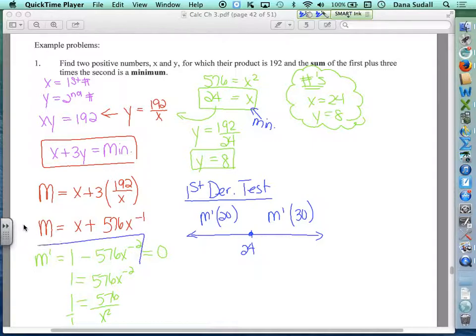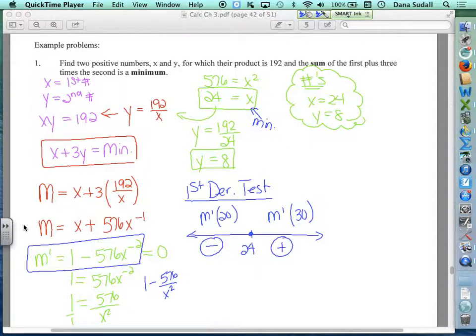I'm going to plug those values back into my first derivative. Here's my first derivative right here. If I plug in 20, you can plug it in using your calculator, you'll get a negative value. If you plug in 30 for x, remember this looks like 576 over x squared, that's going to make this fraction a decimal, something smaller than 1. So you'd have 1 minus something smaller than 1, which would be positive.